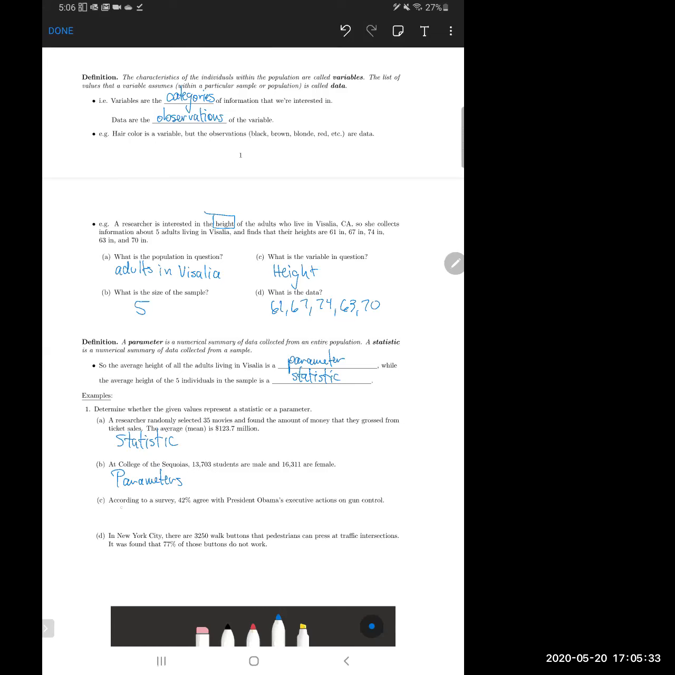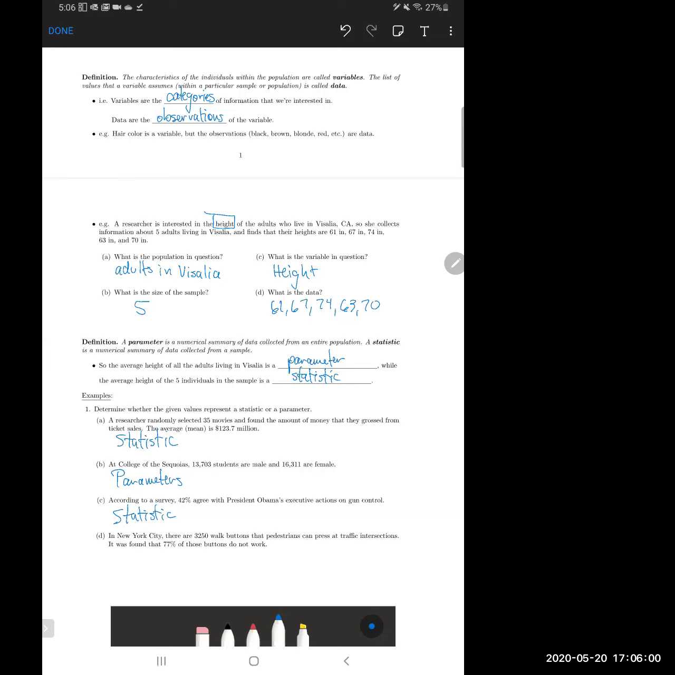Now I'm going to call this a statistic, and here's how I know it's a statistic. I am an American citizen, and nobody called me to ask me my opinion about President Obama's executive actions on gun control. So this 42% can't be a parameter, right? It's got to be a statistic. It's got to be based on a sample, since no one called me, they didn't get information about the entire population.